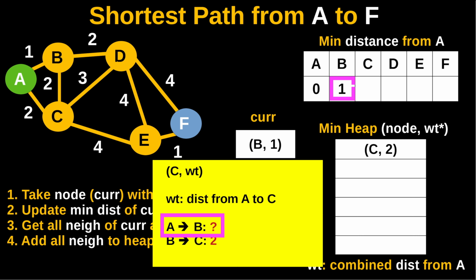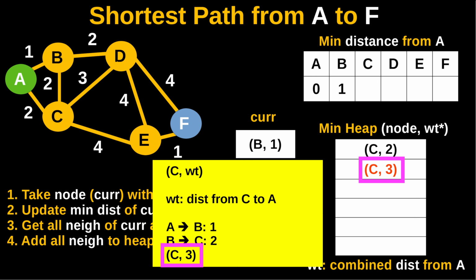We can get this value when we look up the table here, the minimum distance table. This value is 1. In fact, we can get this value from 2 locations because we just used the value here in the current tuple to update the minimum distance table. So the value here is the same as in here. Since A to B is 1, B to C is 2, then we know that A to C is 3. We will make the tuple C, 3 and put that on the heap.